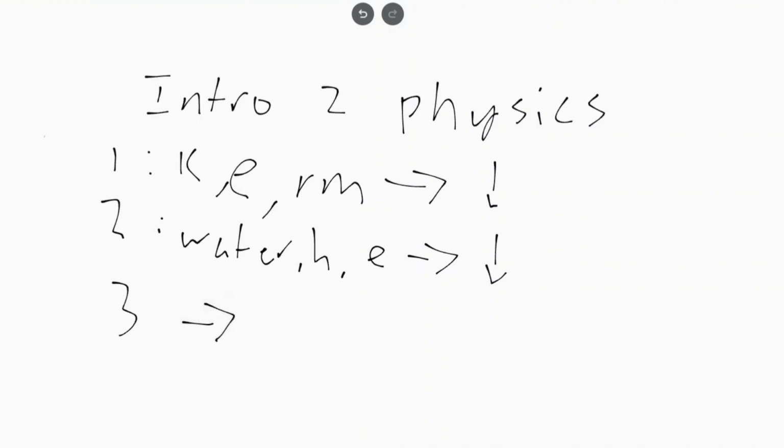AP Physics C, however, takes calculus and applies it to AP Physics 1 and AP Physics 2. I would argue that this is the hardest class offered at Torrey Pines, and you need a deep level of understanding in both Calculus BC and both AP Physics 1 and 2.